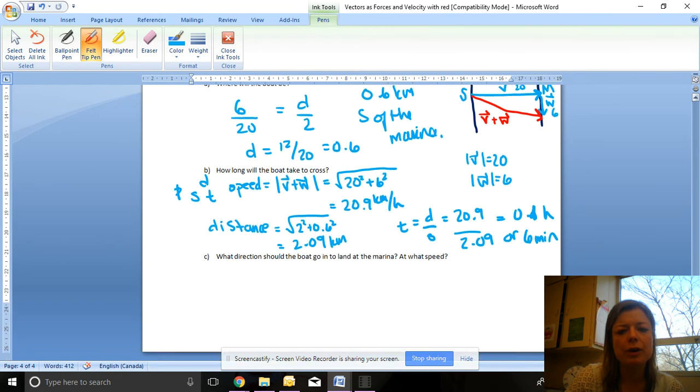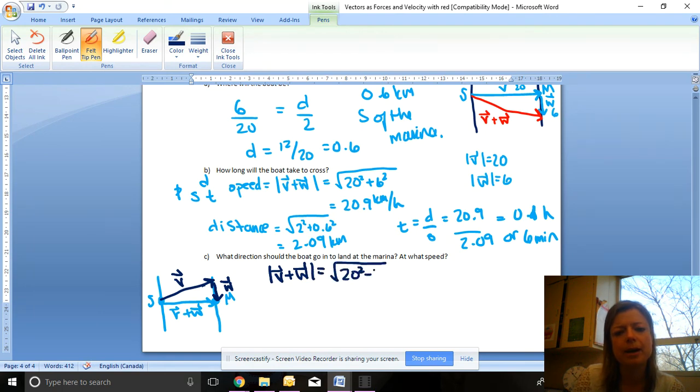Finally, what direction should the boat go if they want to land at the marina, and what speed should they go at? So now this is a different triangle. So now we want our resultant. So here's her start and finish. So now we want the resultant to be this. This is where we actually want the boat to end up. So think about it. Because she's being pushed downstream, she's actually going to have to head out in this direction, so that this plus the water is going to get her directly across at the marina. Okay, so in this case, your resultant, this, is actually the hypotenuse. So the magnitude of v plus w is actually the square root of 20 squared minus 6 squared. So she should be going 19.08 kilometers per hour.